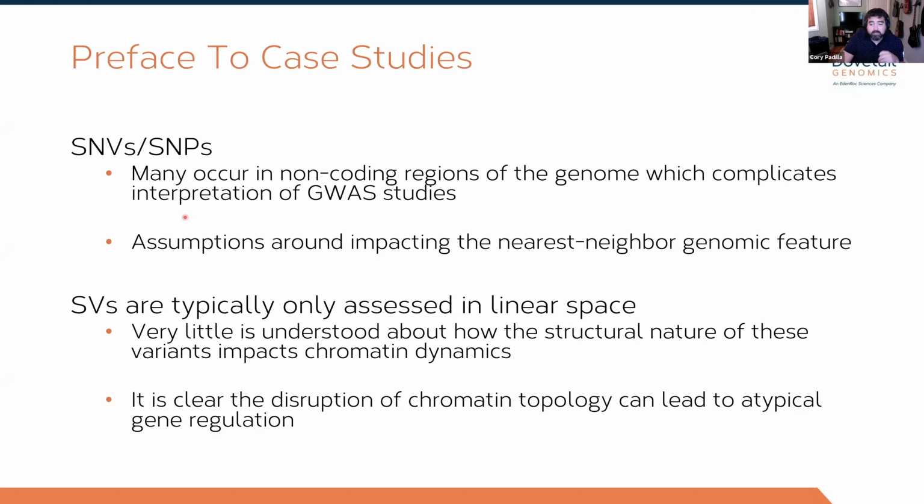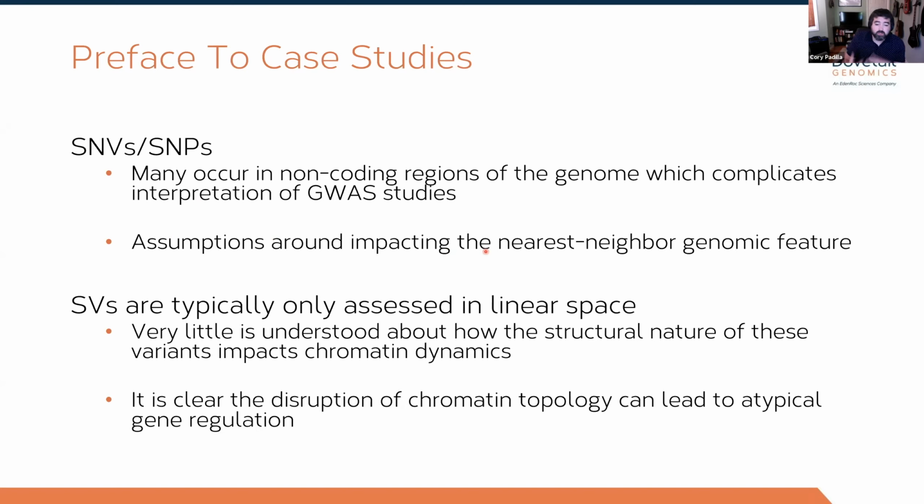And the other thing that's often occurring when people are using SNP and SNV data is that they're putting an assumption around the fact that the area or gene that it's impacting is the nearest neighbor, the nearest genomic feature, right? So if you're looking at a SNP that occurs at an enhancer region, the assumption often is to assign that to the nearest neighbor gene, your nearest neighbor promoter. And our first case study is going to show you why that's maybe not the best idea.